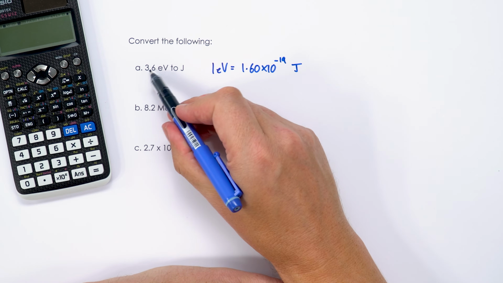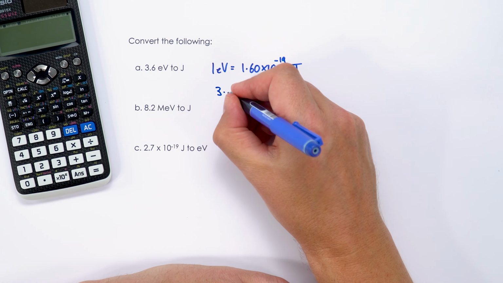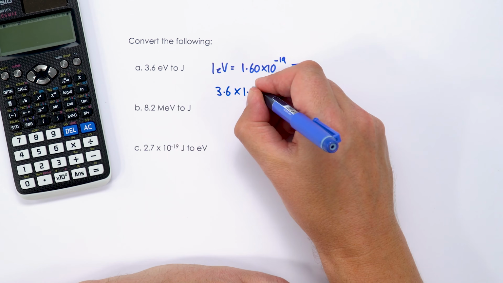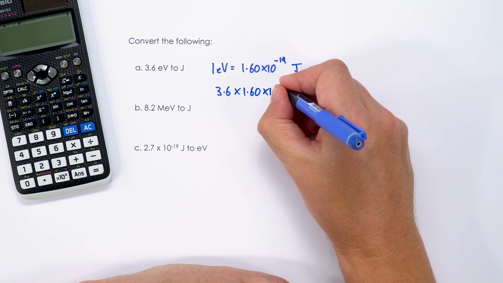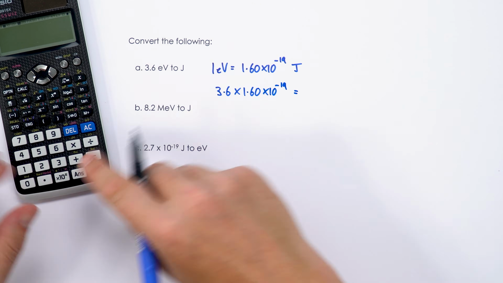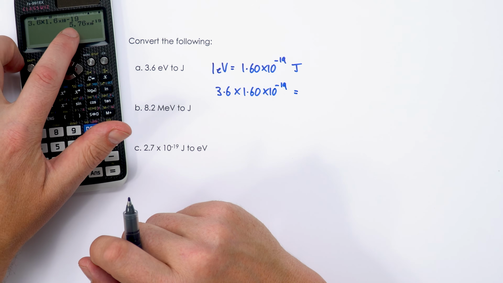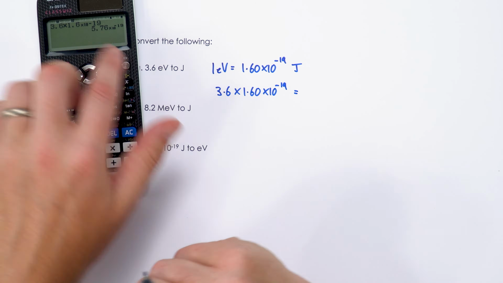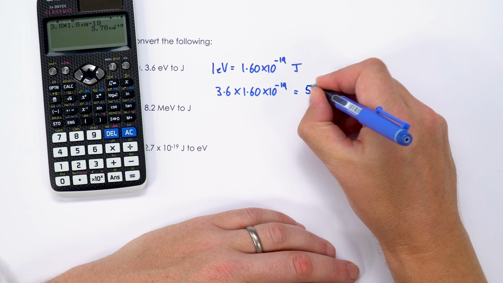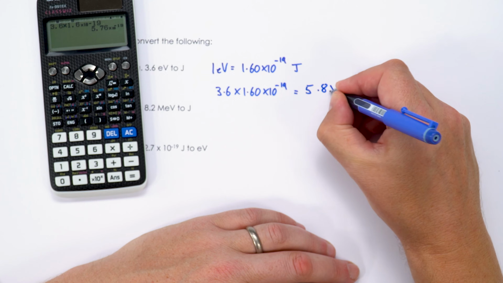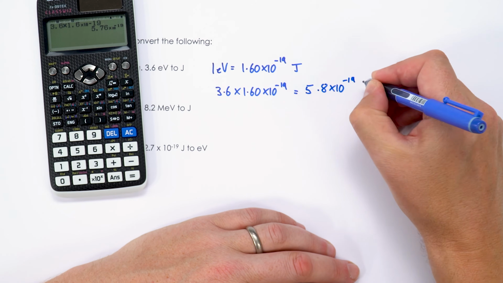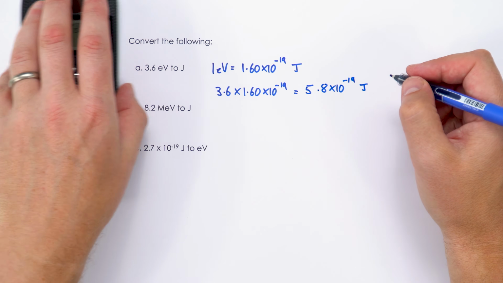So that means if we've got 3.6 of these, we're just going to multiply 3.6 by 1.60 times 10 to the minus 19, which gives me an answer of 5.76, which I'm going to write to two significant figures as 5.8 times 10 to the minus 19 joules.